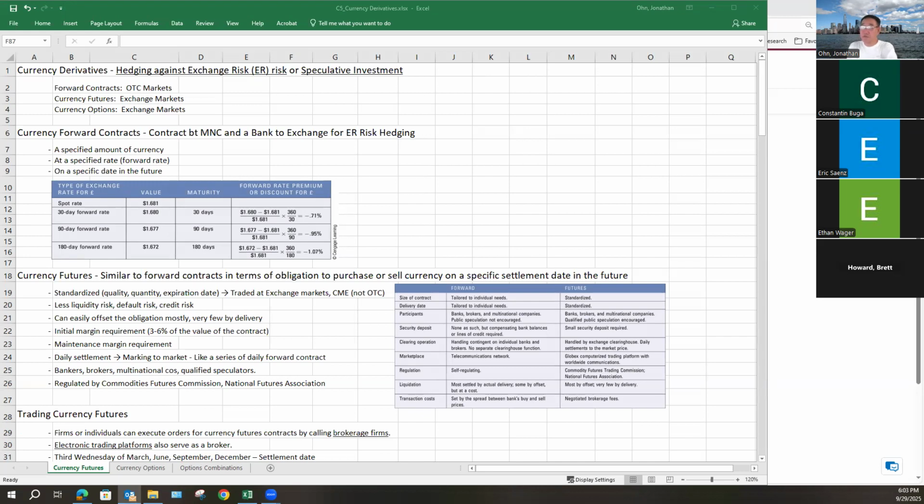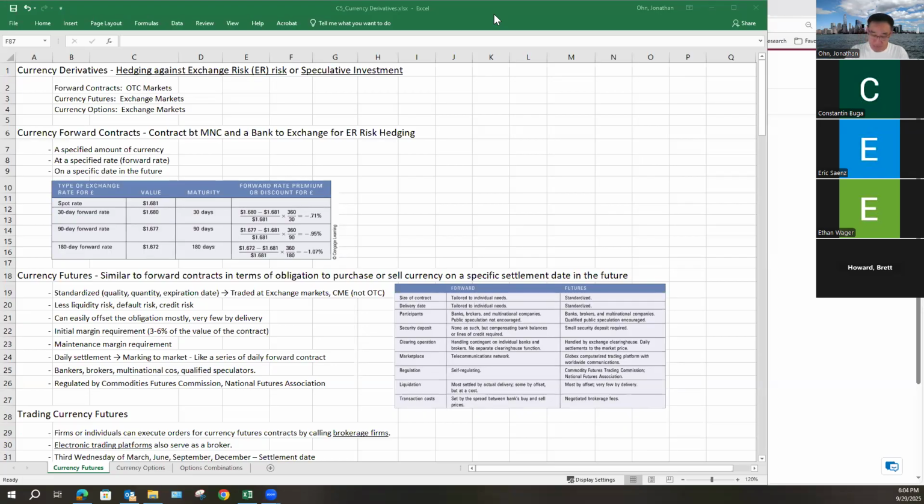Currency derivatives, which include the forward contract, futures contract, and options contract, are usually used for hedging against exchange rate risk, and for speculative investment purposes. So both ways: risk management and investment performance. We'll talk all about this today. So let's start with the currency forward contract.